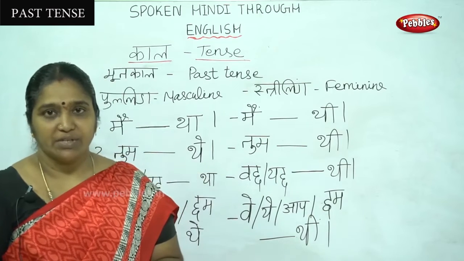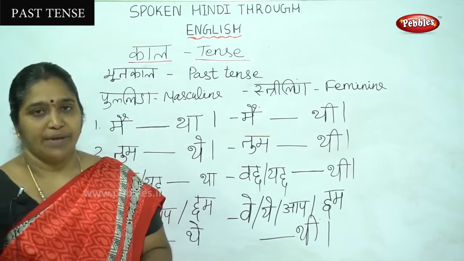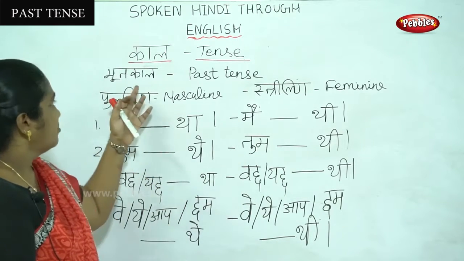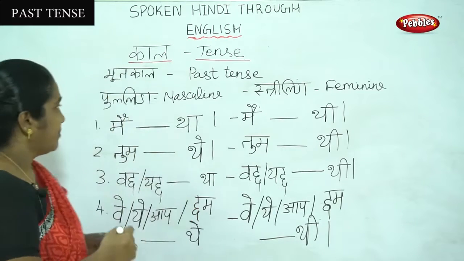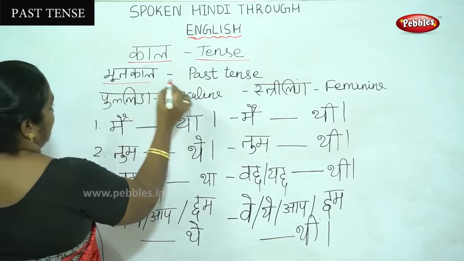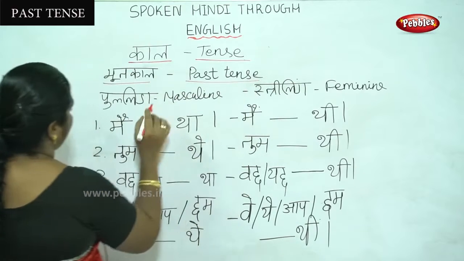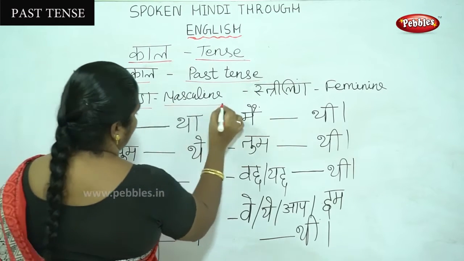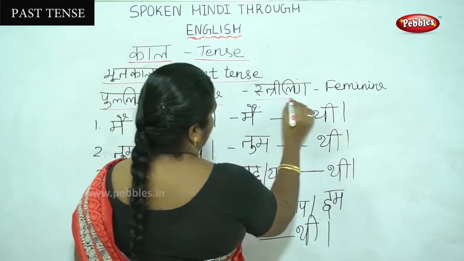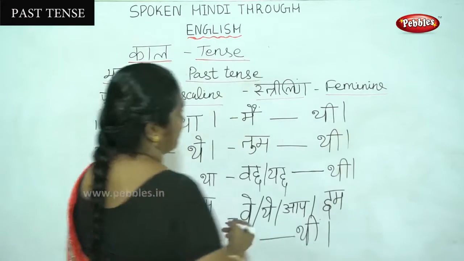Now we are going to learn about past tense. Past tense means bhutkaal. In Hindi we call it bhutkaal. Likewise, pulling means masculine, and striling means feminine.